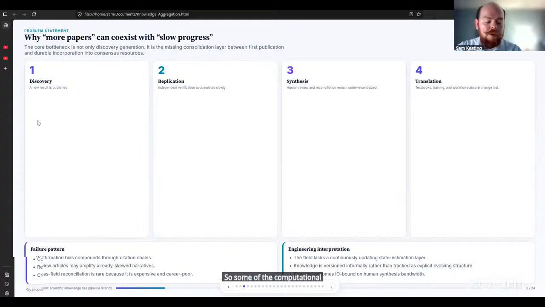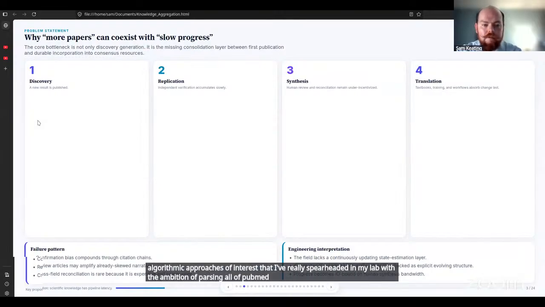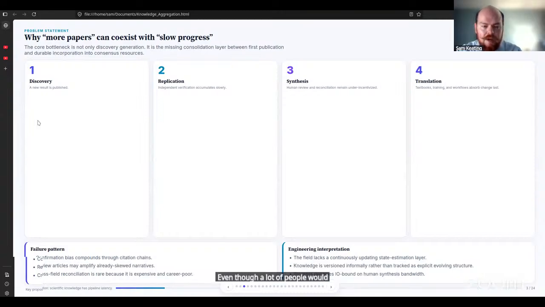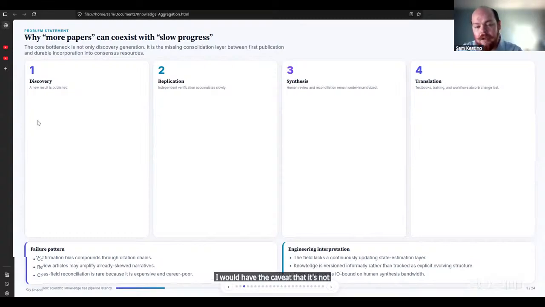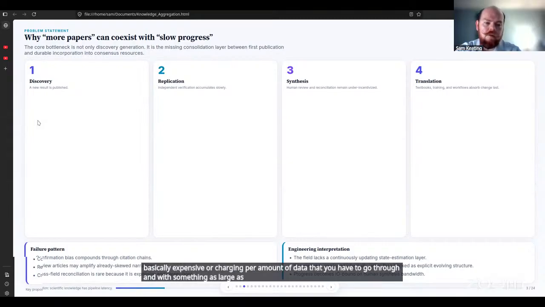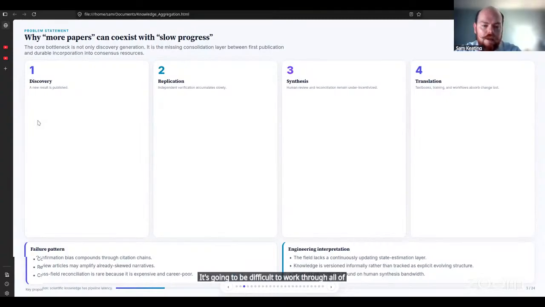So some of the computational algorithmic approaches of interest that I've really spearheaded in my lab with the ambition of parsing all of PubMed. Even though a lot of people would say it's not possible or would never be affordable or feasible, I would add the caveat that it's not affordable if you're stuck on flagship AI models that are basically expensive or charging per amount of data that you have to go through. And with something as large as PubMed, all the biomedical publications that are out there, it's going to be difficult to work through all of it in terms of cost.